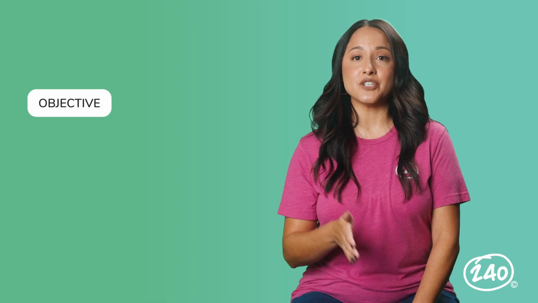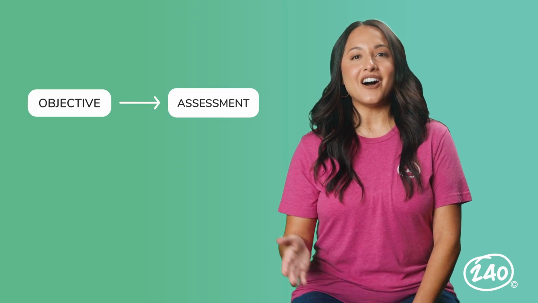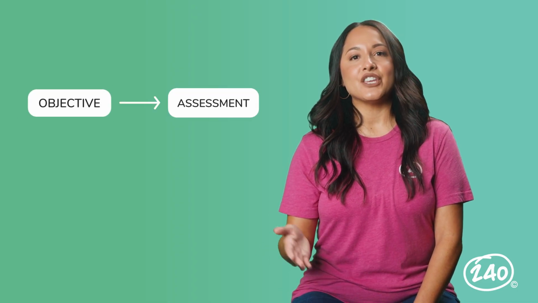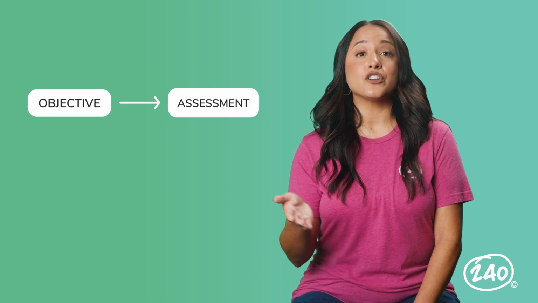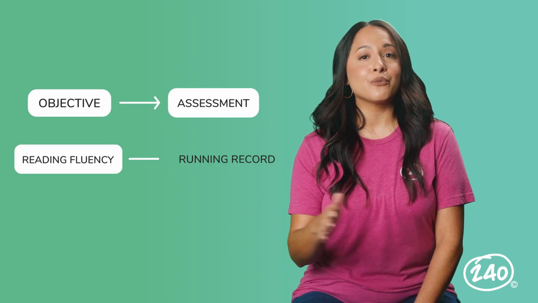A big part of this portion is being able to match an objective to an assessment. I'll give you an example. Let's say you need to collect assessment data on your students' reading fluency. A running record is the way to go. This assessment aligns best with the objective because notes can be made as a student reads aloud to collect data on their fluency. Let's stay on this assessment train and ride it home.